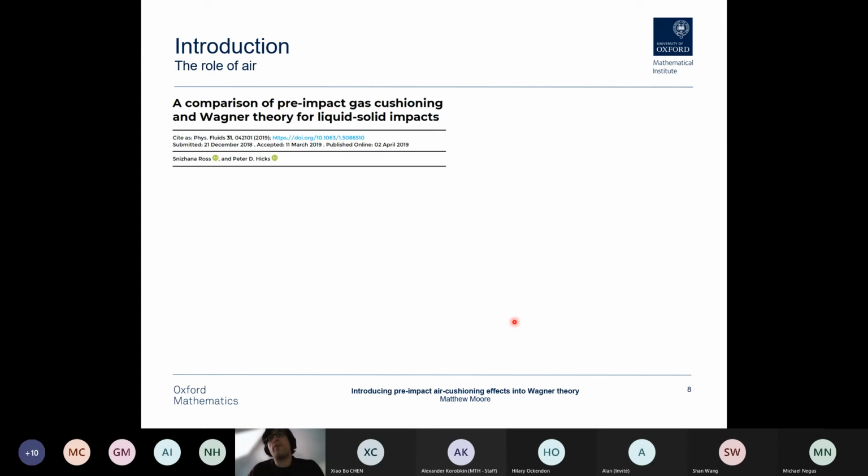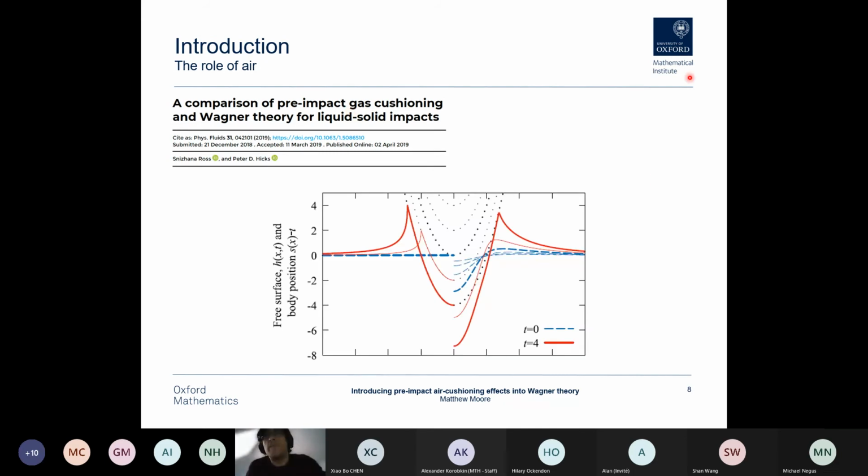The work that really inspired what I'm talking about today was work by Peter Hicks and his students a couple of years ago, where they were comparing this pre-impact dynamics, where they build in the air cushioning effects and couple that to the liquid motion, and compare that to what Wagner predicts on an equivalent timescale. Just to take a picture from their paper here, they've been looking at a cylindrical impactor, now a solid impactor coming down. And it splits this picture into two halves.